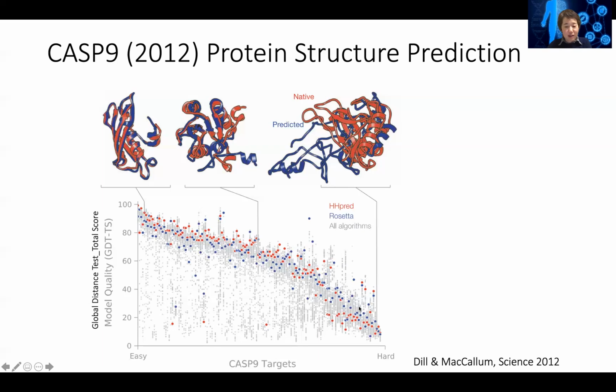So this is easy to predict, and at least the prediction and the correct structure are very, very similar. Whereas as you can see towards this end, when you have a structure that is really, really hard to predict, the global distance test only has a score of 10 or 20. And you can see here the correct structure and the predicted structure still look quite different. So this is the state of the art in 2012.